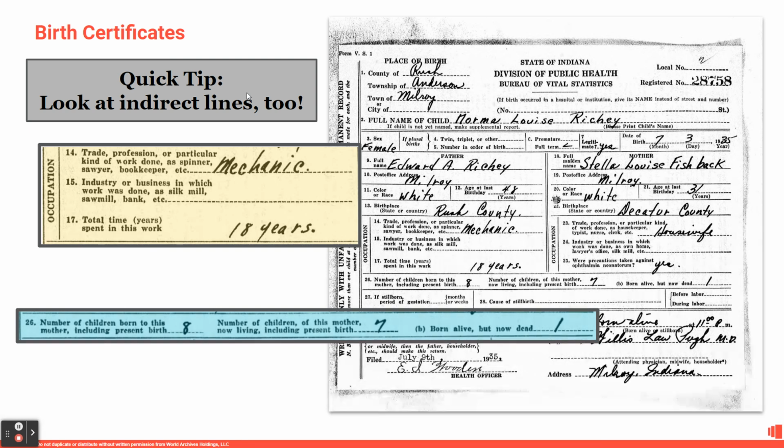So this is my push and nudge to get you to look at indirect lines. It's not my grandmother's birth certificate. It's her sister's. So think about other people that are related to an ancestor and how you might be able to garner information from those records.